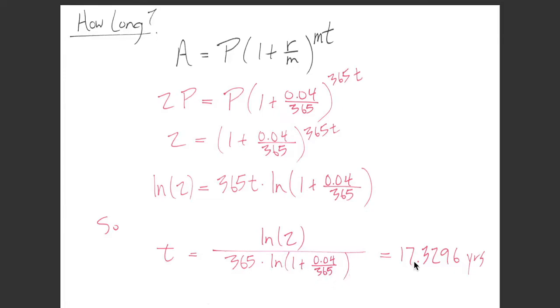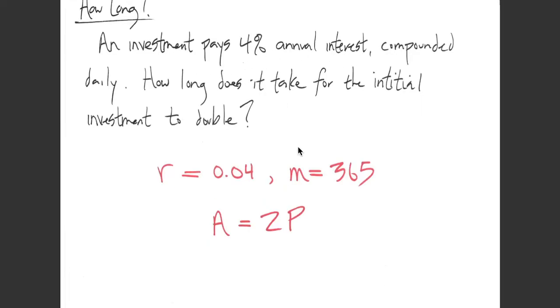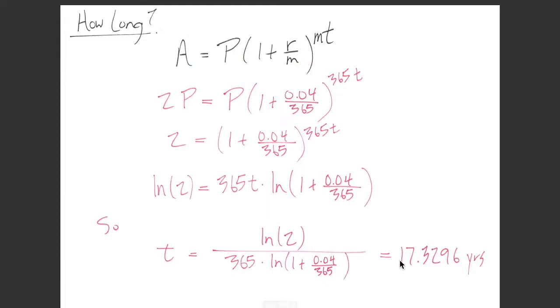If you grind that out on a calculator, you get about 17.3 years. And so in this situation, if you've got an interest rate of 4% compounded daily, it's going to take about 17.3 years for your money to double.